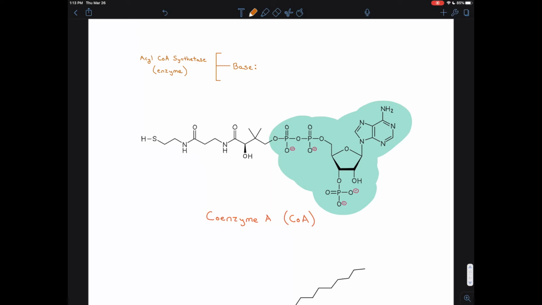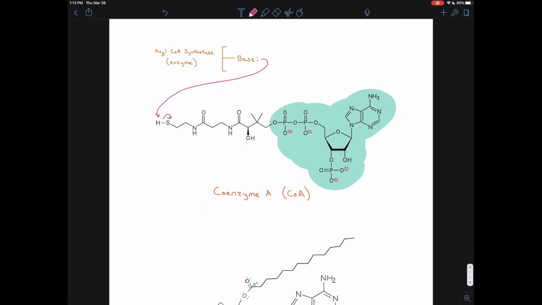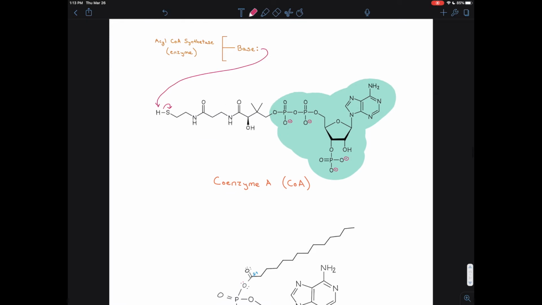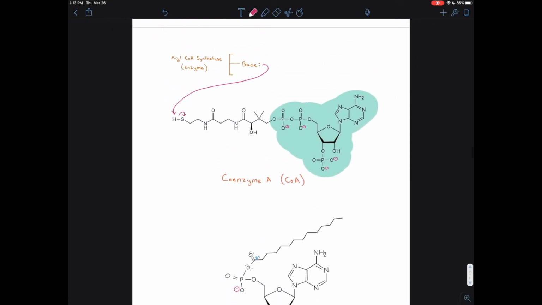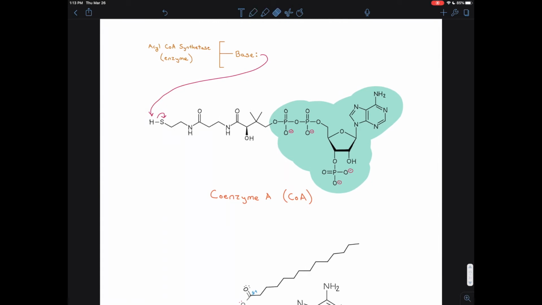Okay, so right now this acyl-CoA synthetase is going to function just as a base. And this can be anything that has a lone pair, anything that has a negative charge. It's going to steal the hydrogen off of the sulfur, and the electrons will move onto the sulfur. So ultimately what we're doing here is a proton transfer. We're moving an H+ from coenzyme A to the enzyme, acyl-CoA synthetase. And that's going to make this a stronger nucleophile.